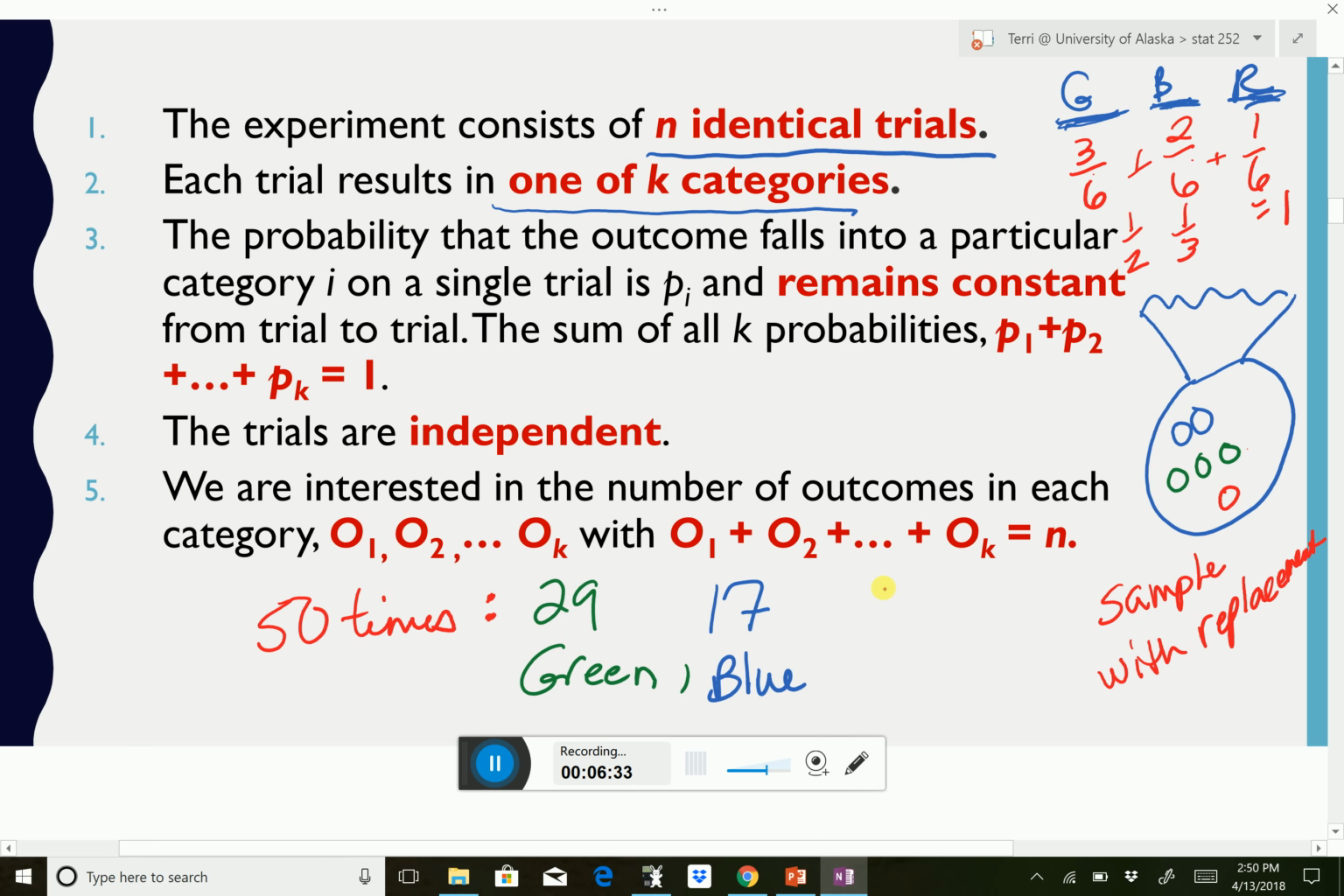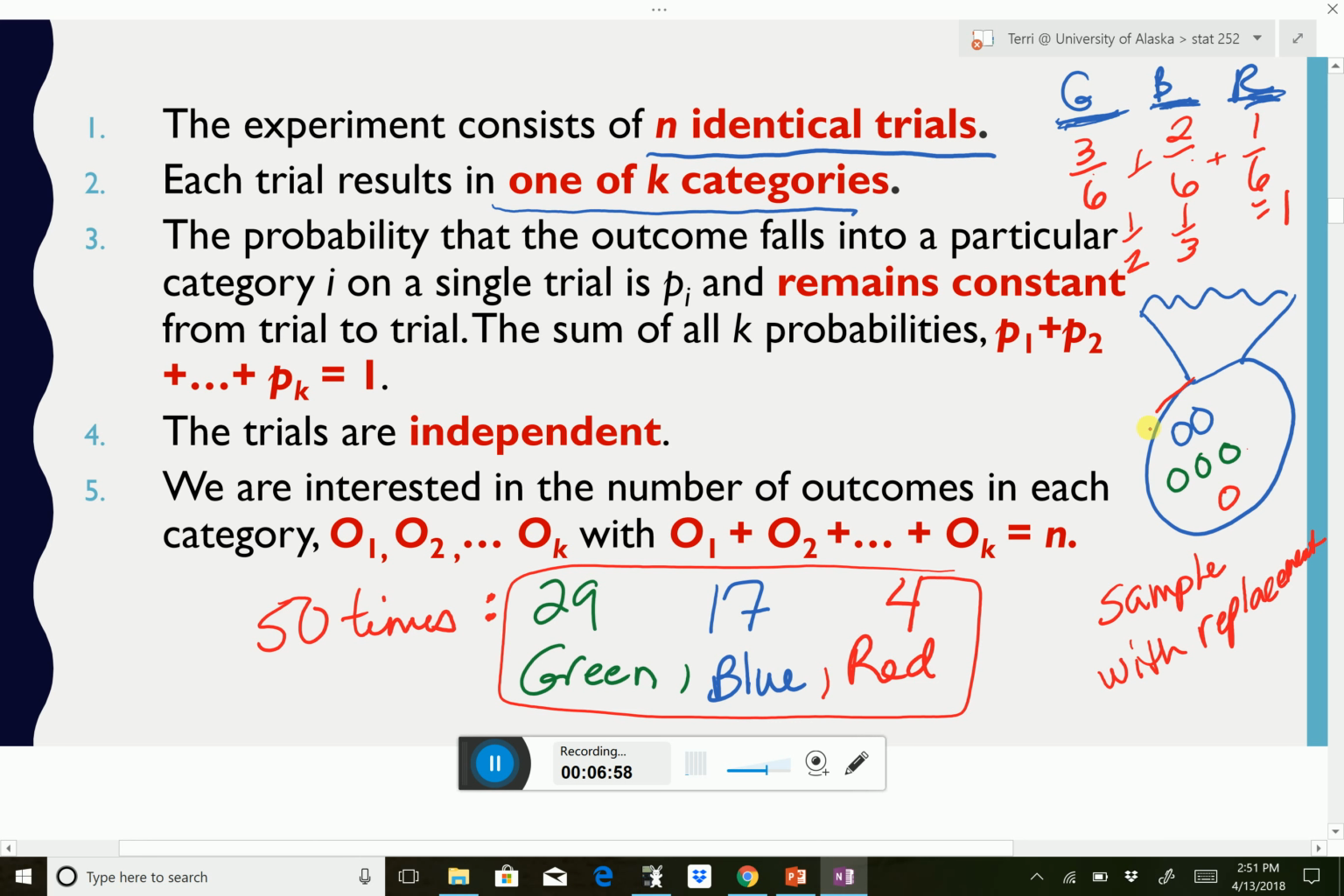No. 4. See, that's 47. The 46. I think it's 4. Yeah. 4 red. Okay, so if we do this 50 times, we're going to see 29 green, 17 blue, 4 red.